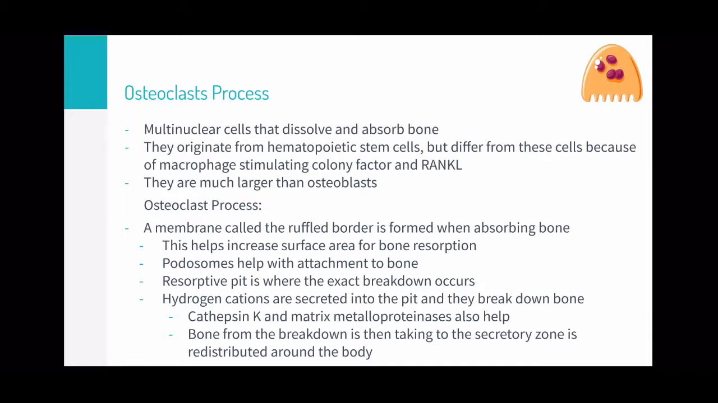Podosomes are actin-rich cellular protrusions that can both help cells attach or degrade certain things. Pits found on the bone surface, called restorative pits, are where the breakdown of bone occurs. Hydrogen cations are secreted into the pit and help break down bone. Bone that is broken down in these pits is then taken away to the secretory zone, where it is redistributed around the body.